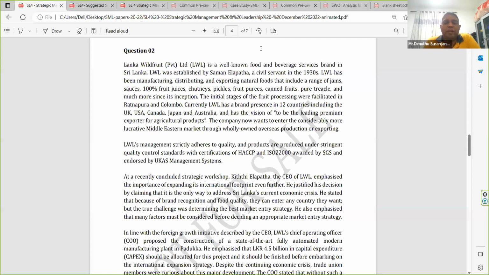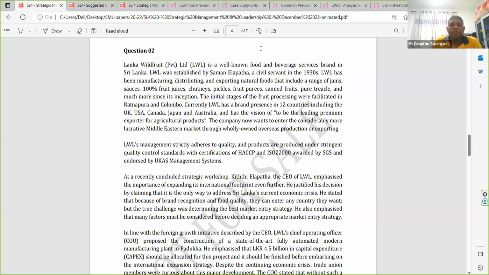Currently, LWL has a brand present in 12 countries, including the UK, USA, Canada, Japan, and Australia. The rich countries, no? UK, USA, Canada and Australia. Look at the vision: to be the leading premium exporter for agricultural products. The company now wants to enter the considerably more lucrative Middle Eastern market, through wholly owned overseas production or exporting.